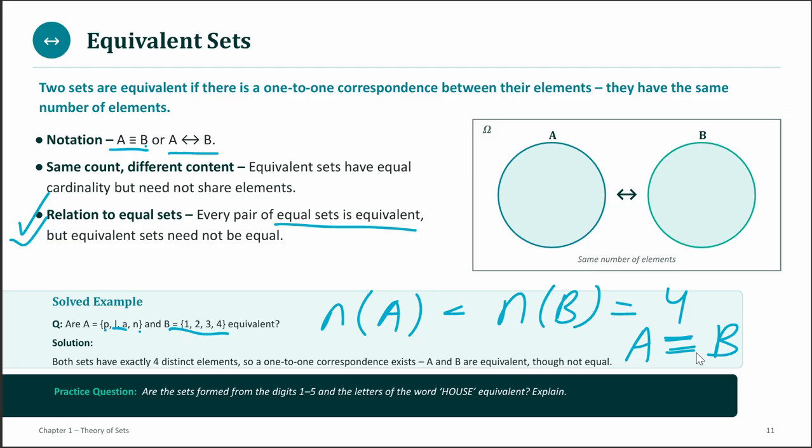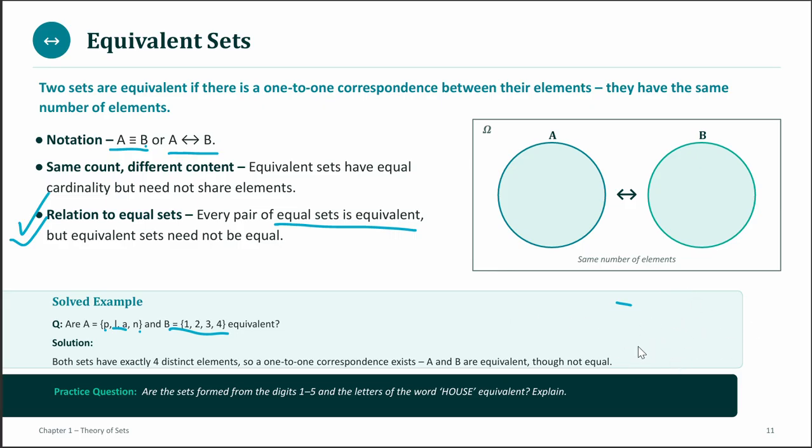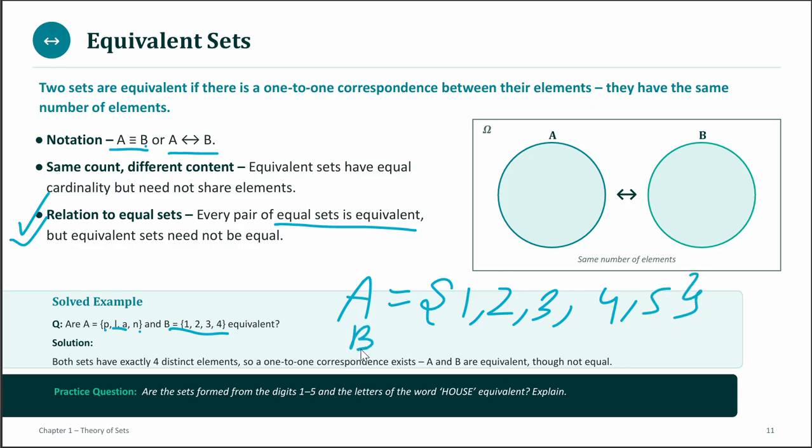Are the sets formed from the digits 1 to 5 and the letters of the word house equivalent? Let us do this question together. So we would be considering two sets. A is equal to {1, 2, 3, 4, 5}, and B would be the letters of the word house.